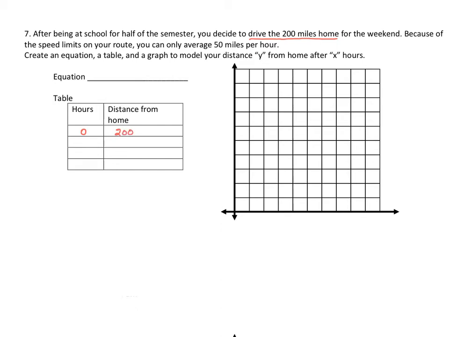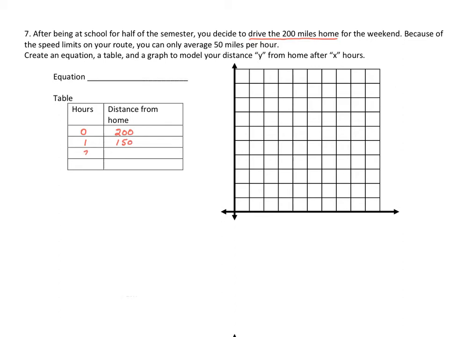Great, good start. Okay, so we're on the road. We've been on the road for 1 hour at 50 miles per hour, going towards home. What's our distance from home? I think you would have figured that out, because 50 miles per hour for 1 hour, you're 50 miles closer to home. So that would be 150 miles.